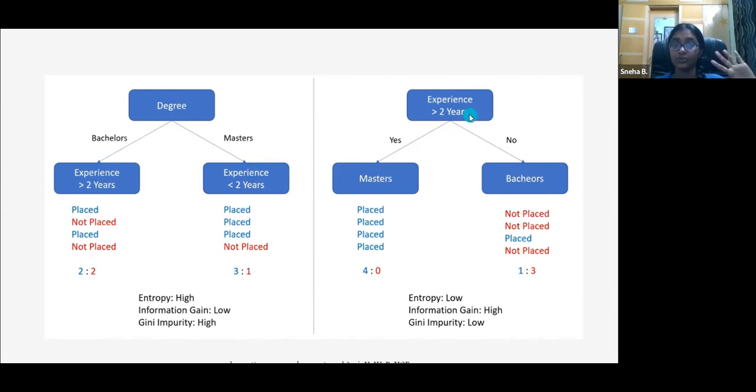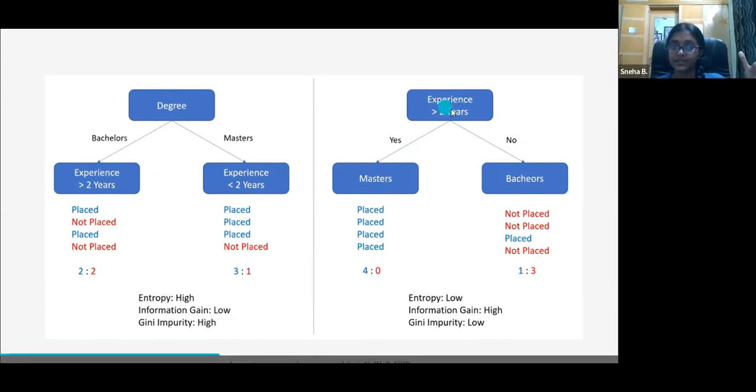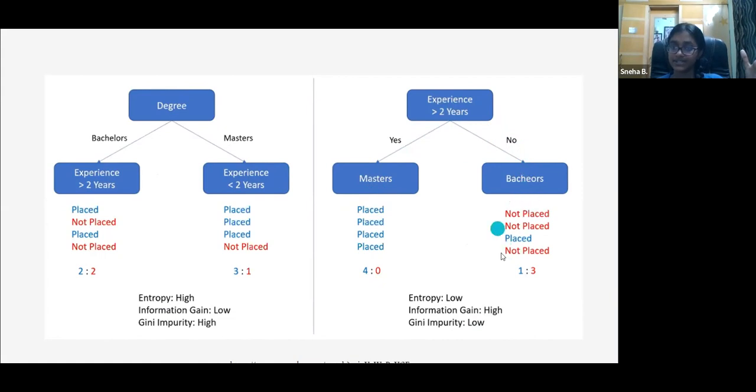But here, if you reverse the order in which you're taking the features, if you first check if that person has more than 2 years of experience, then you check if they have a bachelor's or master's, then you can clearly see that if they have more than 2 years of experience and they've done their bachelor's, mostly they will not be placed. However, if they have more than 2 years of experience and they have done their master's, mostly they will be placed.